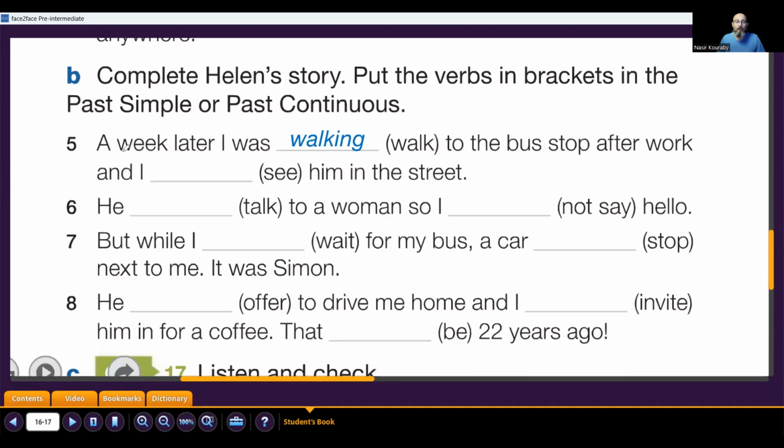For example, here, a week later, I was walking, so past continuous, to the bus stop after work, and saw him in the street. So look, guys, walking, long action. Then, very good. I saw him in the street. After that, continued walking. Okay, so we say so here. So, okay, continue filling the gaps. After that, we'll check.